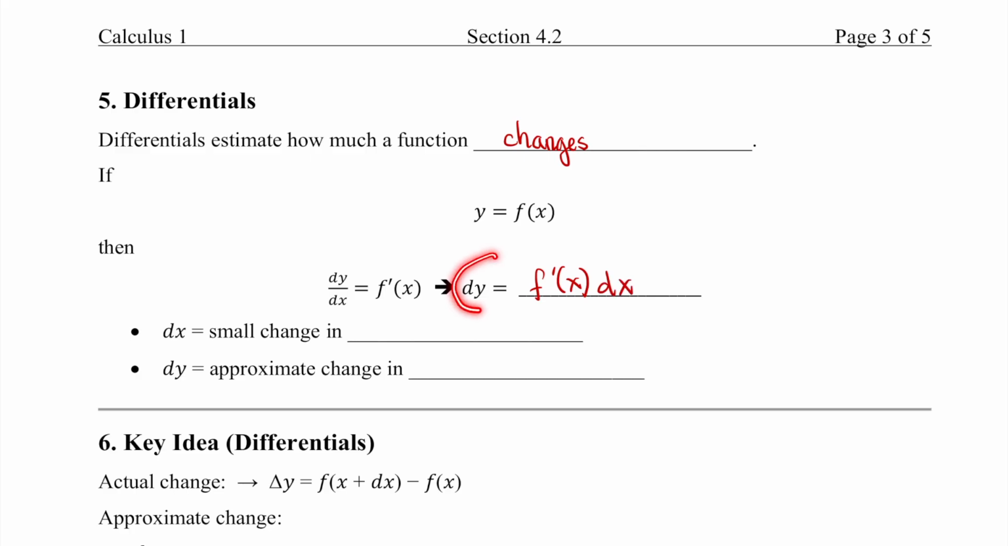We call dy the differential. Let's talk about what this means. dx represents a small change in x, and dy represents the approximate change in y.